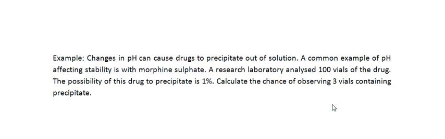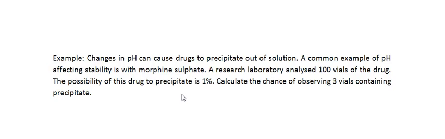Next, the trials must be independent. What it means is the outcome of any individual trial does not affect the probabilities in the other trials. In this case, the trials are independent. What it means is that if you pick one vial which is non-precipitated, it is not affecting the results of the other vial.